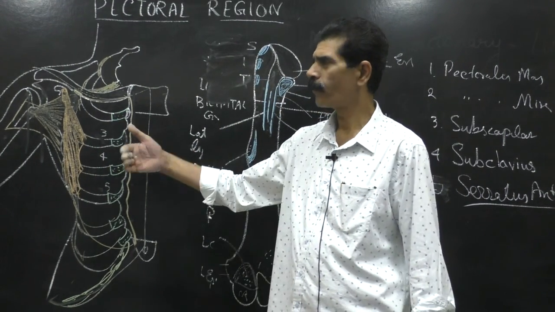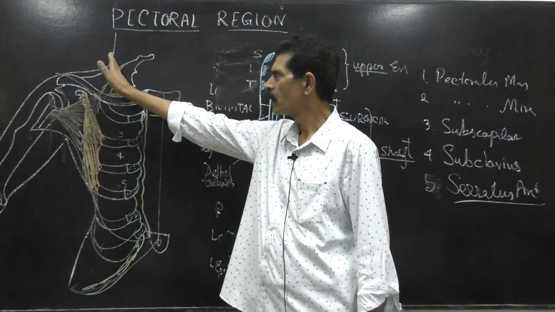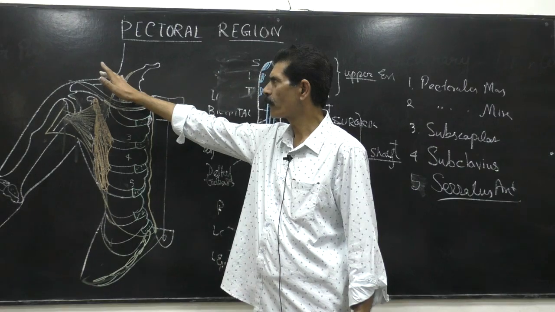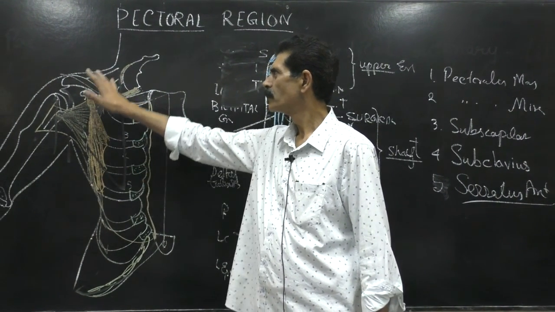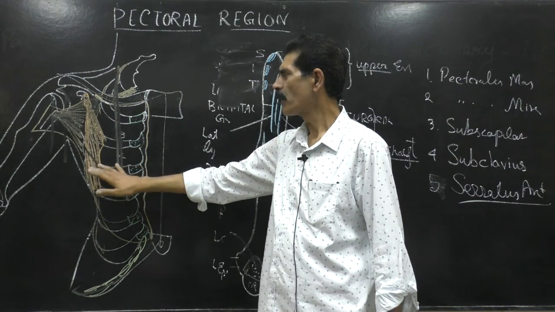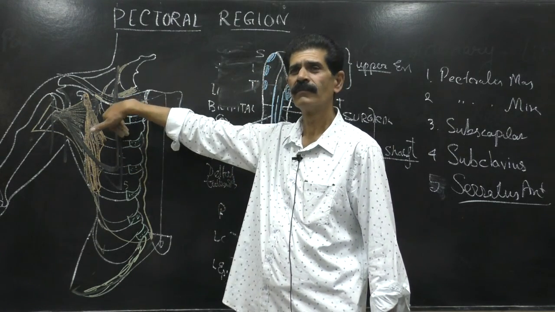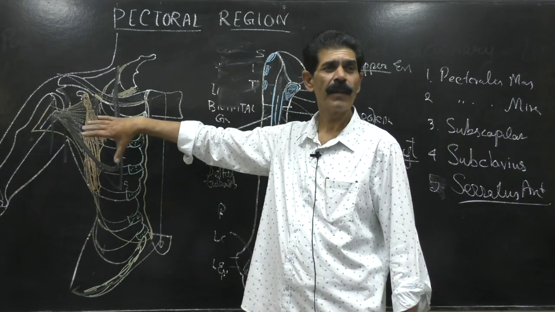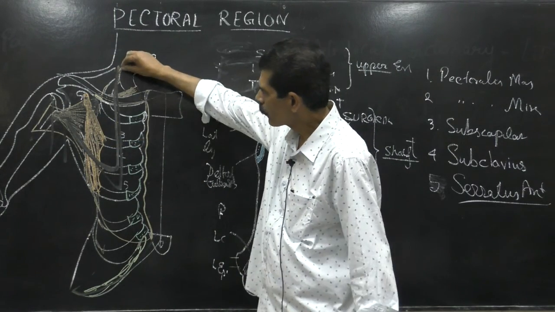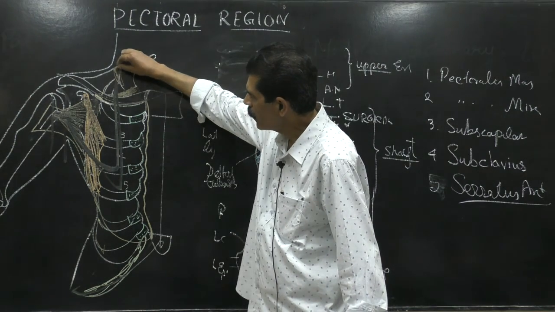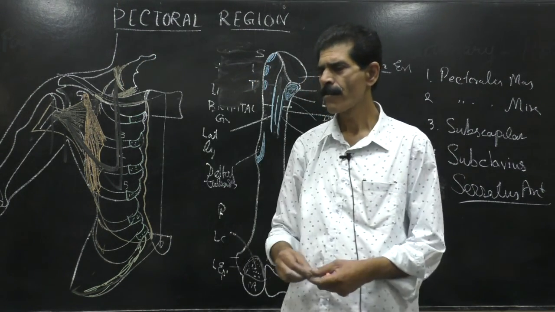All the 8 digitations go posteriorly, and all are fused, and they are inserted on the medial border of the scapula, from its superior angle up to the inferior angle. So this is how the 8 digitations go backward. So what will be the action? The first digitation from the first rib will be inserted on the anterior surface of the medial border of the scapula from the superior angle.